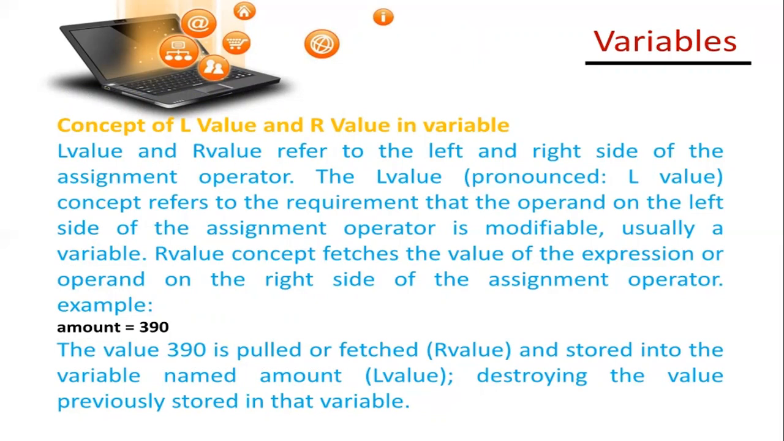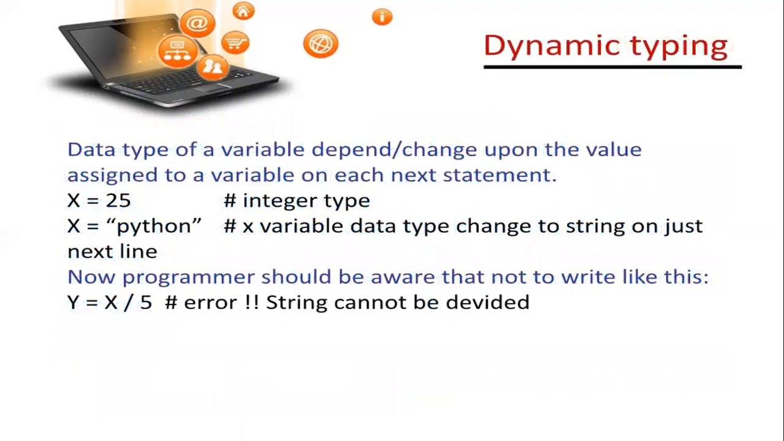Example, amount equals 390. So the value 390 is fetched and stored into the variable named amount, destroying the value previously stored in that variable, if at all. Then we come to dynamic typing. The data type of a variable depends on, and changes with, the value assigned to it in each next statement.